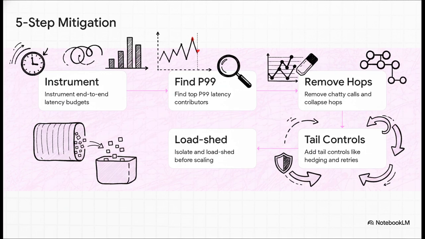Step 1. Instrument end-to-end latency budgets per network hop. Step 2. Hunt down your top p95 contributors using distributed tracing. Step 3. Rip out those chatty calls and collapse unnecessary network hops. Step 4. Add tail controls, things like hedging and smart retries. And Step 5. Isolate and load shed before you attempt to just blindly scale up your infrastructure.